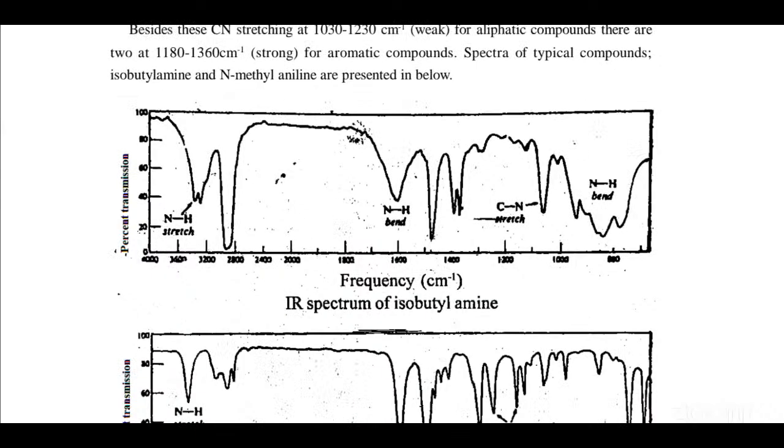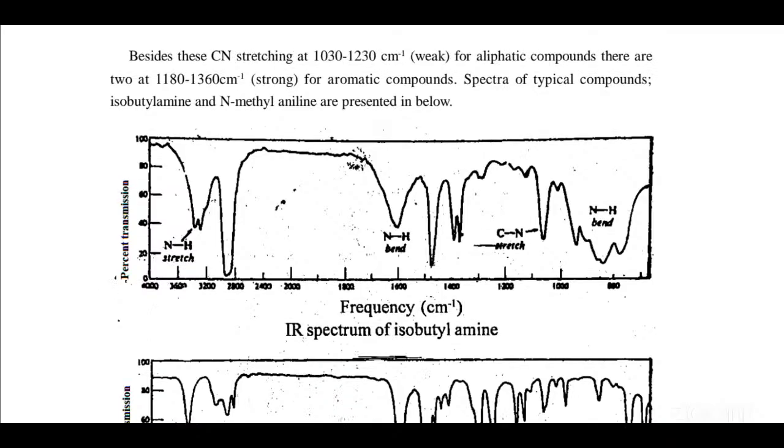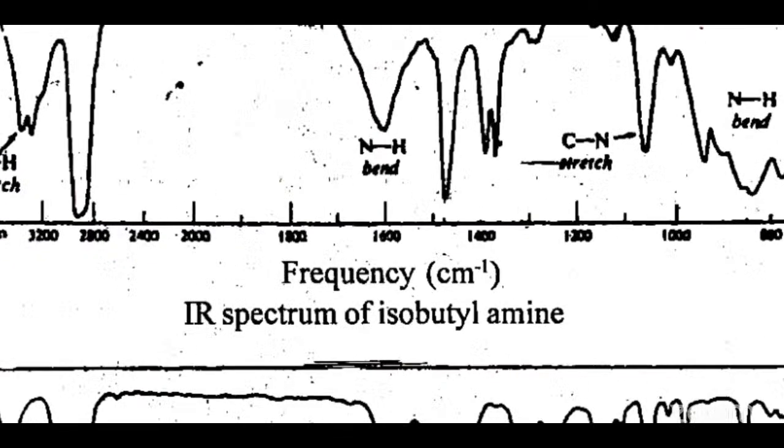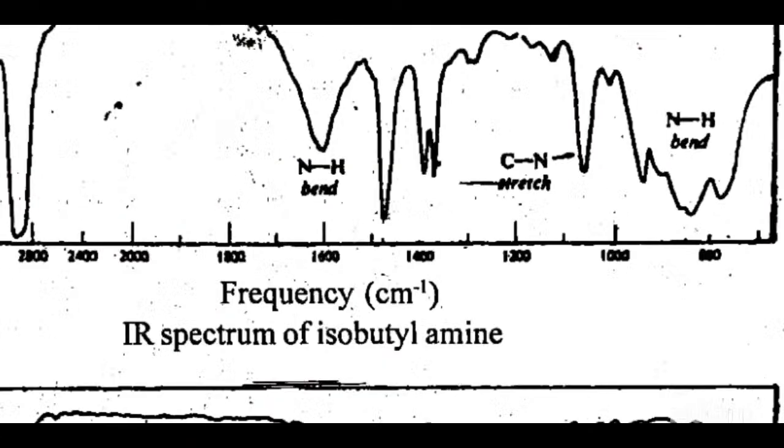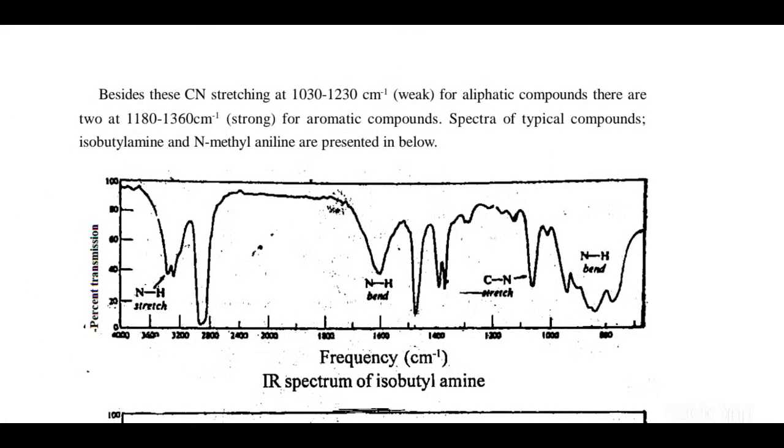This is the IR spectrum of isobutylamine. If you observe this, here is the NH stretching frequency, which appears in the range of 3400, and the NH bending frequency appears somewhere around 1400, and the CN stretching frequency appears in the range of 1050 or 1020.